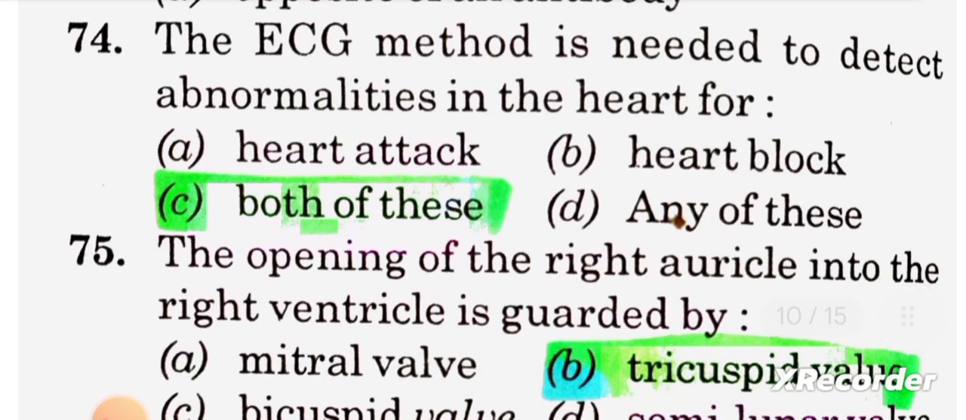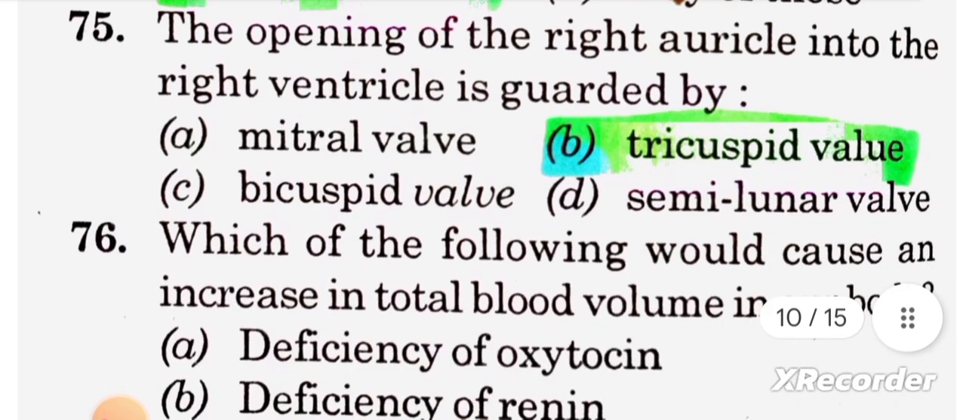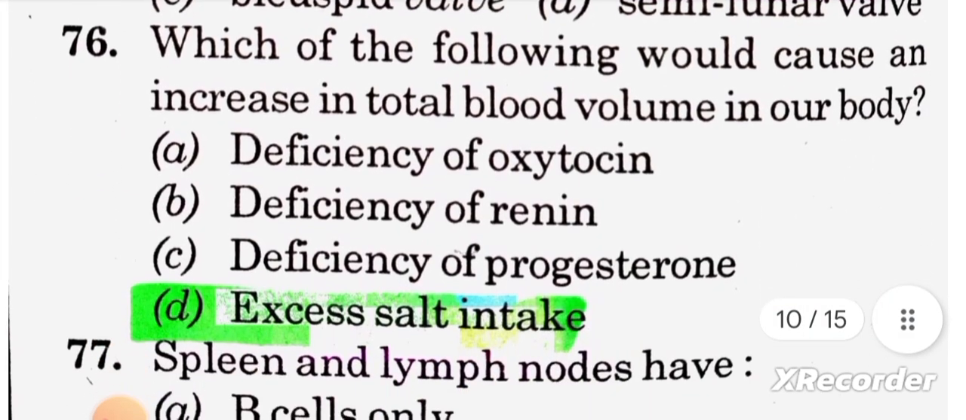Next 74. The ECG method is needed to detect abnormalities in the heart for answer C. Both of these. Next 75. The opening of the right auricle into the right ventricle is guarded by answer B. Tricuspid valve. Next 76. Which of the following foods causes an increase in total blood volume in our body? Answer D. Excess salt intake.